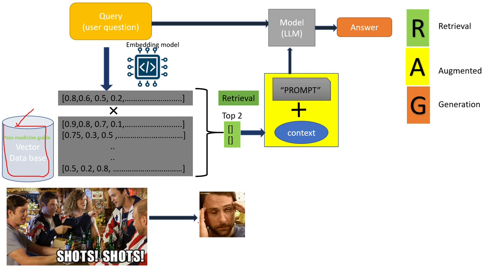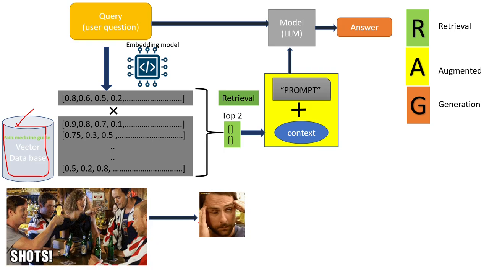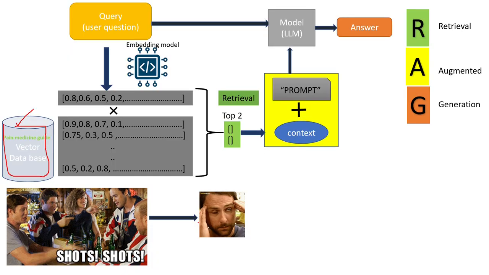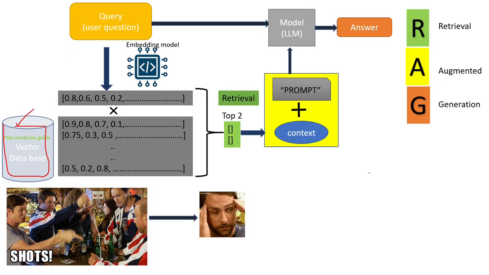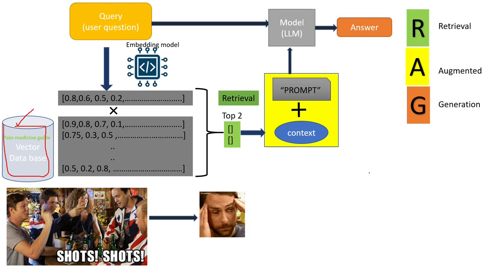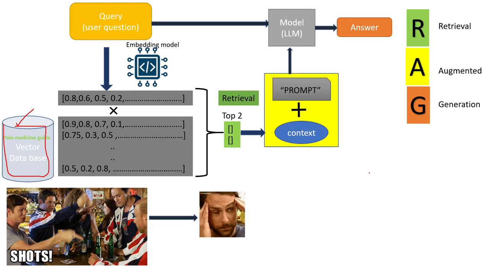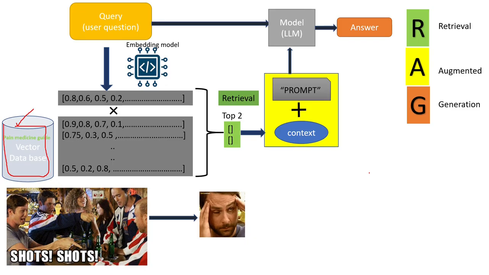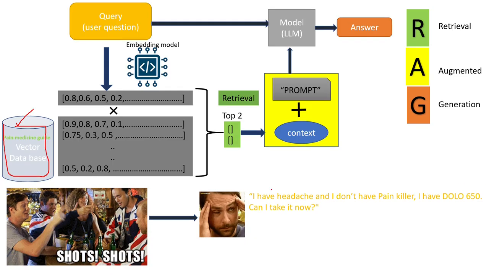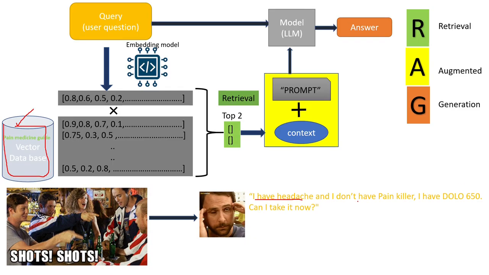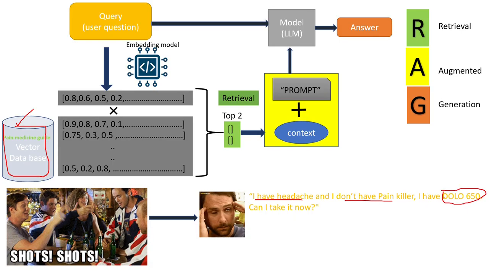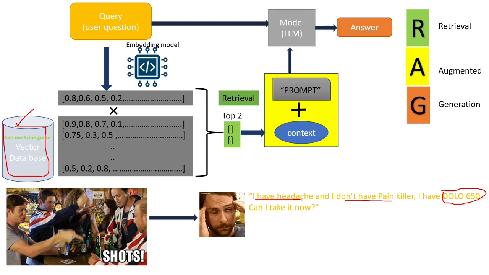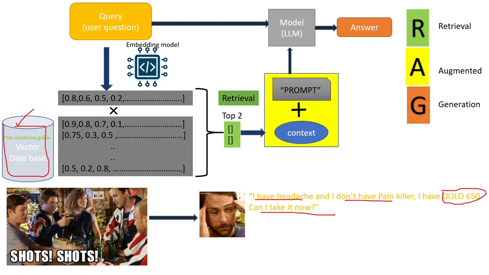So instead of going through what is inside the RAG, you will say, hey, I have already developed a RAG related to the pain medicine guide. Let me ask a question and we'll see what result it gives. Then you ask a query: I have a headache and I don't have a painkiller, but I have Dolo 650. As you know, Dolo 650 was famous in Corona days. Can I take it now?